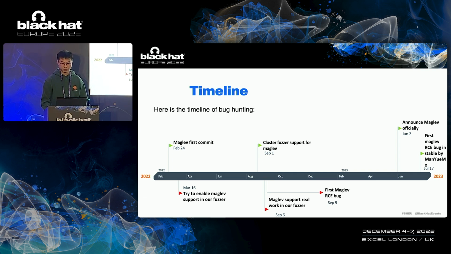The following picture shows the timeline of our research. Google started developing Maglev compiler in February 2022. On March 16, we adopted Maglev compiler in the fuzzer, but due to some mistakes, we did not really put it to work until September. The Fuzzilli fuzzer introduced support for Maglev. After 3 days, we discovered the first RCE vulnerabilities, and by June 2023, Chrome officially introduced Maglev compiler in their release blog.